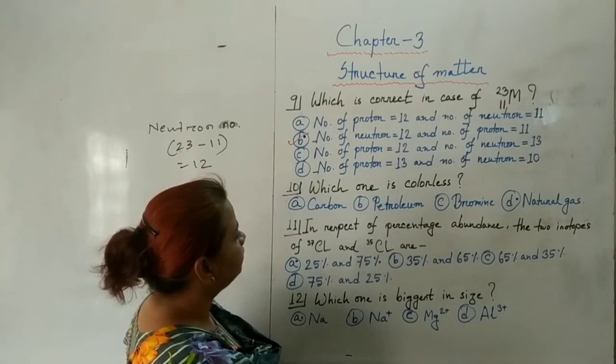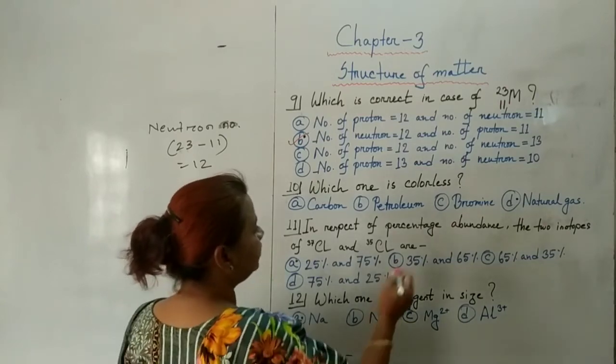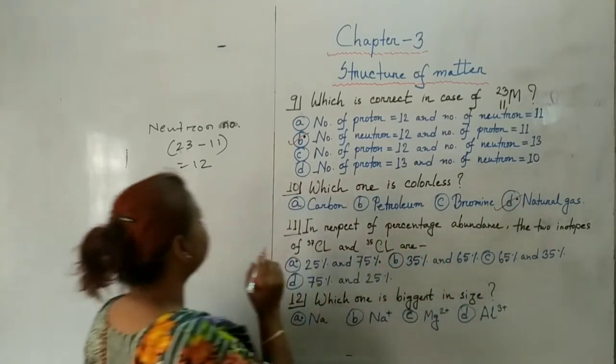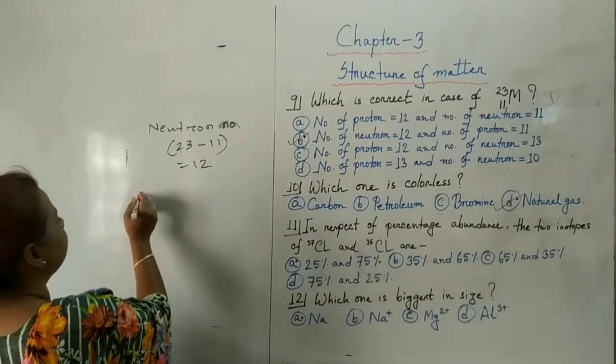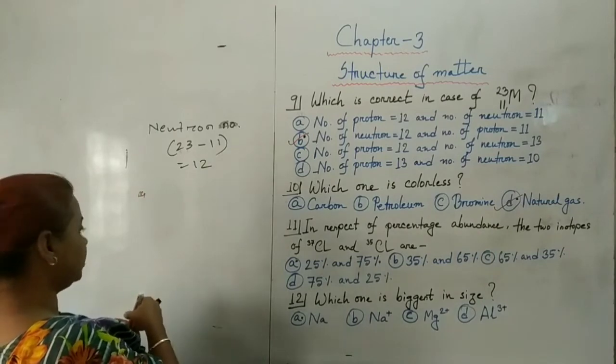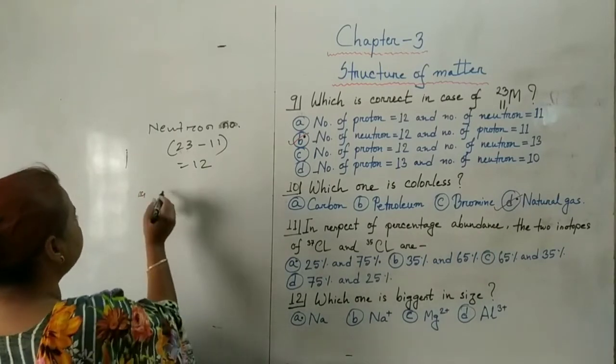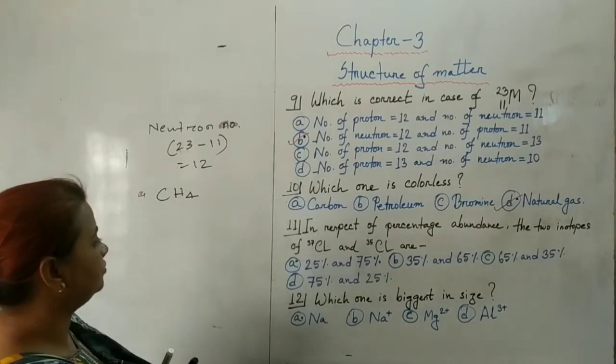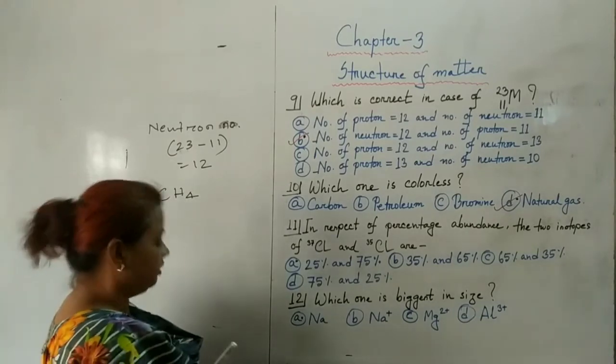Among this, which one is colorless? Natural gas. You know what is natural gas? Natural gas is methane. It's one type of hydrocarbon. Methane is one type of hydrocarbon, and this one is known as natural gas. It has no color.